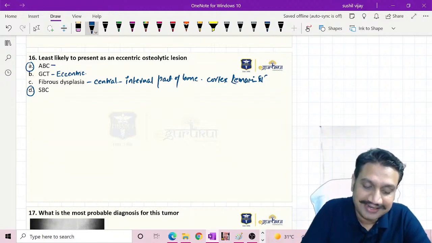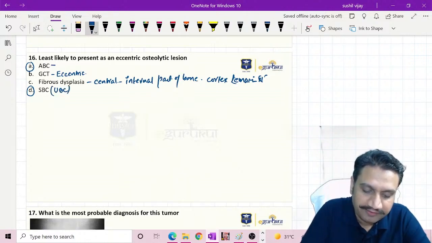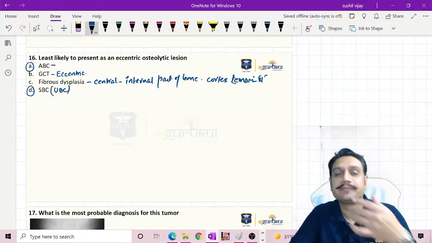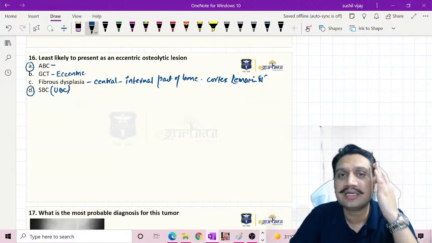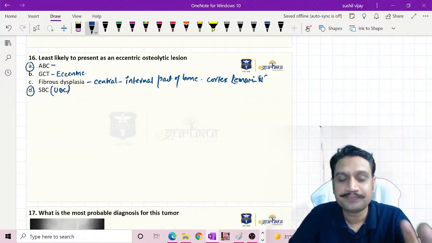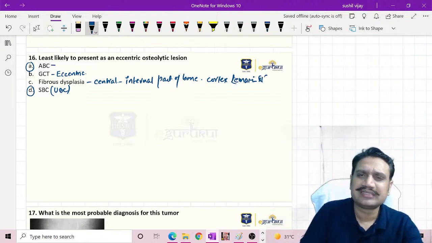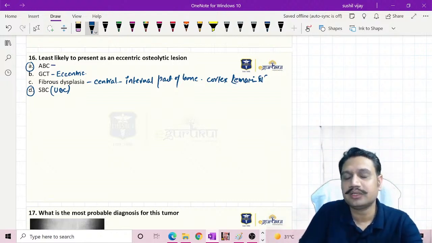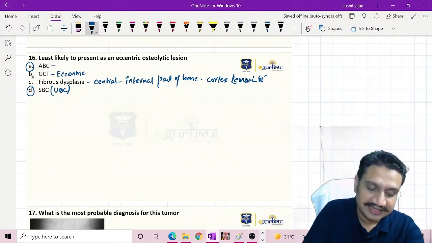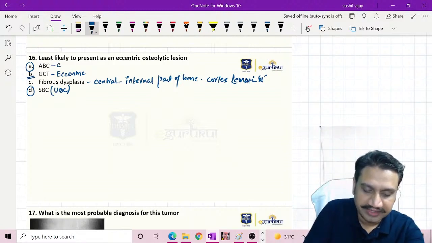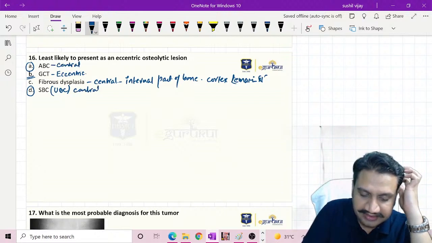So UBC and ABC. This is simple bone cyst, meaning unicameral bone cyst. Why don't we call it a simple bone cyst? Because a simple bone cyst can be because of multiple reasons. For example, it can be hyperparathyroidism, it can be multiple myeloma, it can be anything. So UBC also can be central, can be eccentric. It is not a hard and fast rule that it has to be central or eccentric, right? So basically, most of them can be central also. They can be eccentric also.